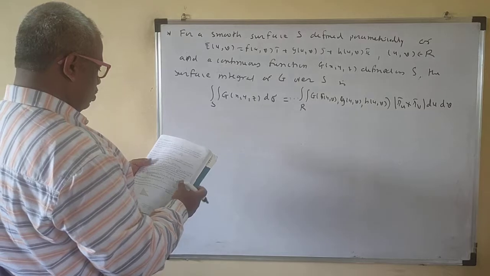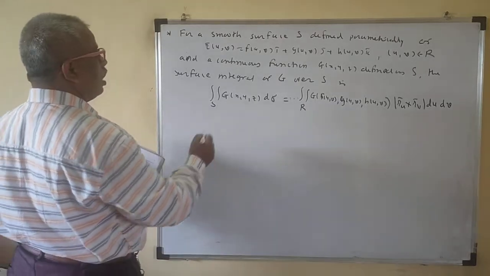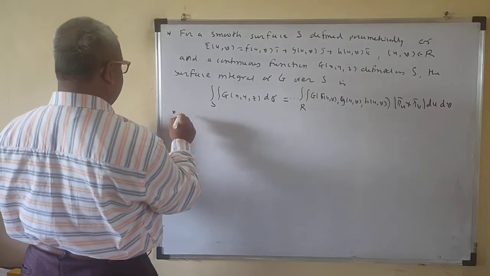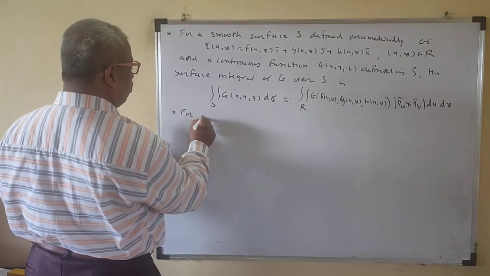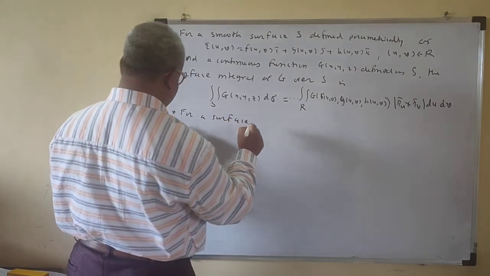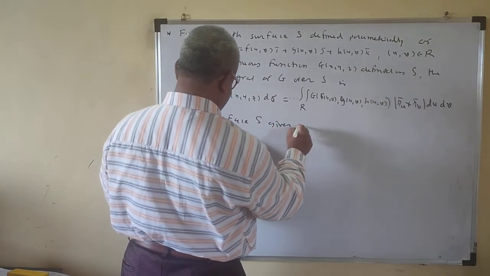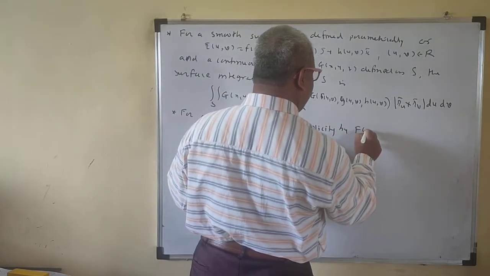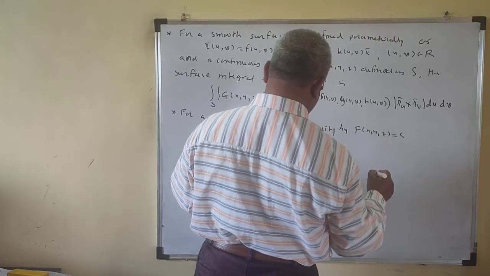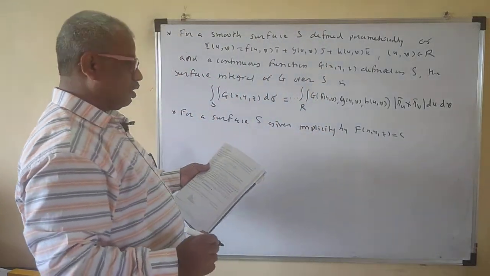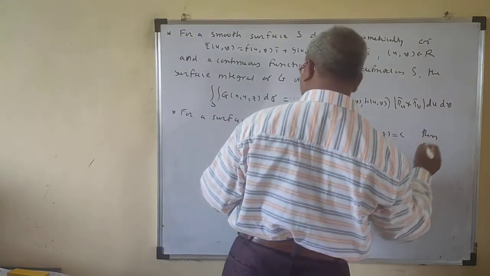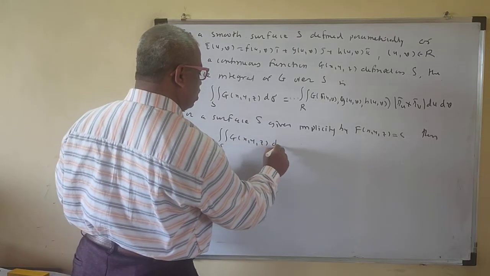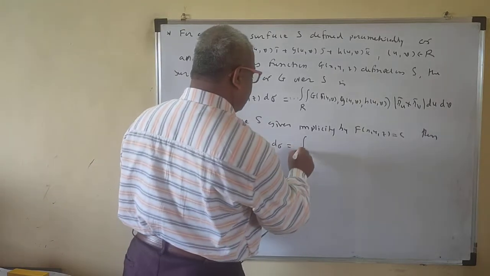Also, we'll write this. This is a very important formula for a surface S given implicitly by f of x y z is equal to c, then the surface integral of g of x y z d sigma is equal to the double integral over R.